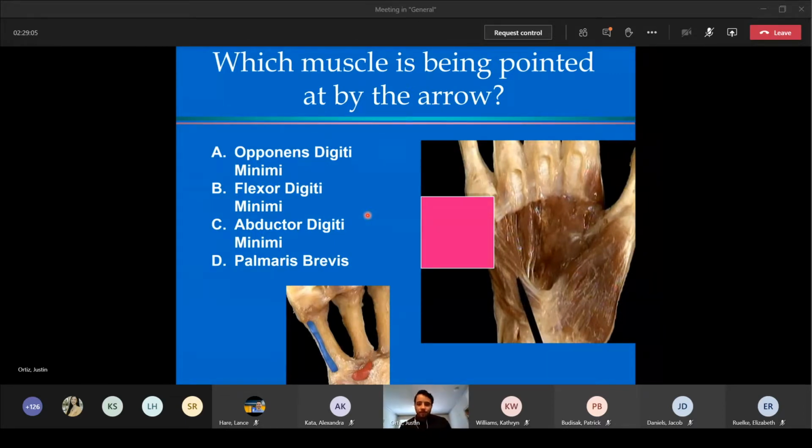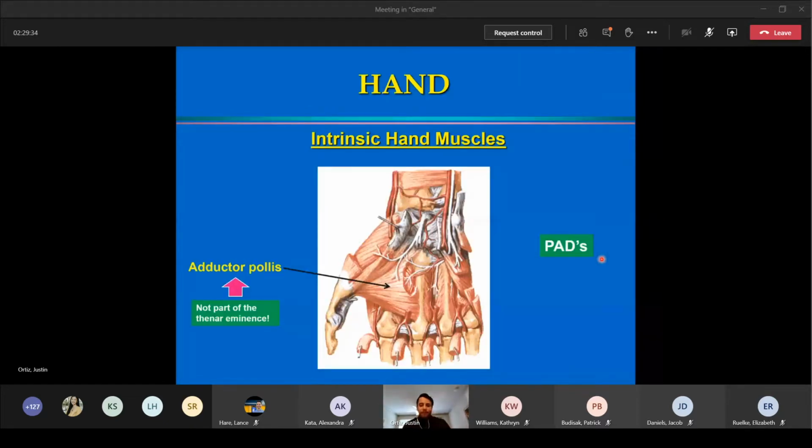Okay, I'll give you a few more seconds. Okay, so yes, it's going to be the opponens digiti minimi. That's why I put this image right here, because it doesn't get to the phalanges. It only goes to the metacarpals. And then you have opponens pollicis over here. Good. Okay, so this is going to be PADs. Actually, why did I put PADs here? We're not even talking about PADs. Okay, well, we'll talk about them soon.